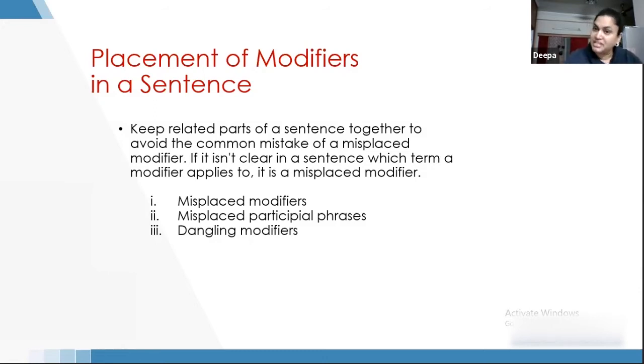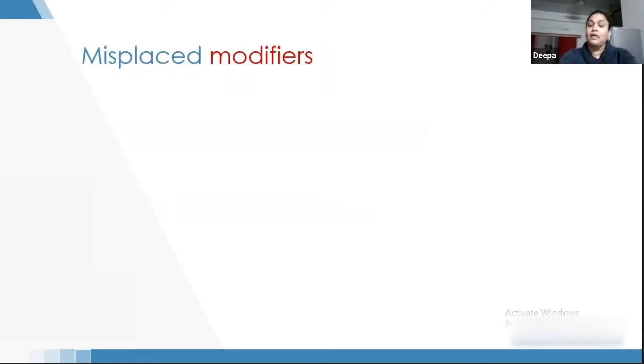Then it is called misplaced modifiers. Misplaced participle phrases are basically if we are not adding the noun immediately after the participle phrase, then that is a problem. Dangling modifiers, where we don't know what it is modifying, then it is a dangling modifier. So let's illustrate it better to understand. So what are misplaced modifiers?